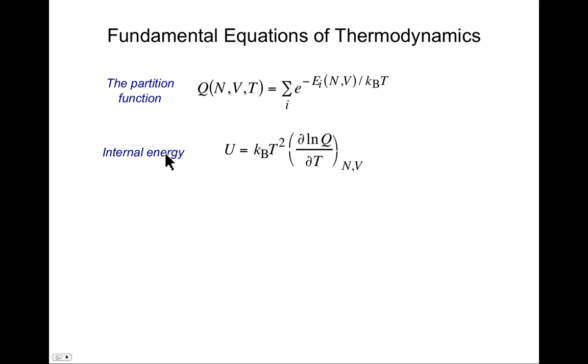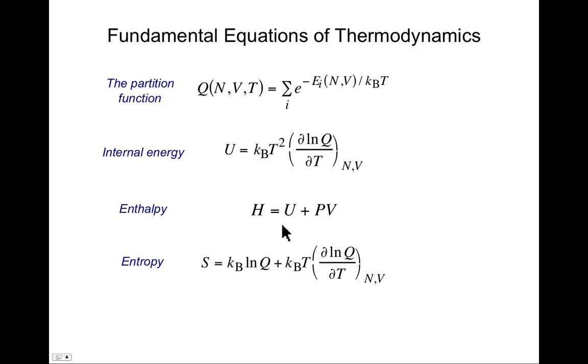And various thermodynamic quantities can then be computed from the partition function. And so, no derivation here, just presenting. The internal energy is kT squared times the partial derivative of the log of this with respect to T while holding N and V constant. The enthalpy is U plus pressure times volume. The entropy is also something that depends on the derivative of log Q. It also depends on log Q directly. And finally, the free energy, the Gibbs free energy in particular, is the enthalpy minus temperature times entropy.